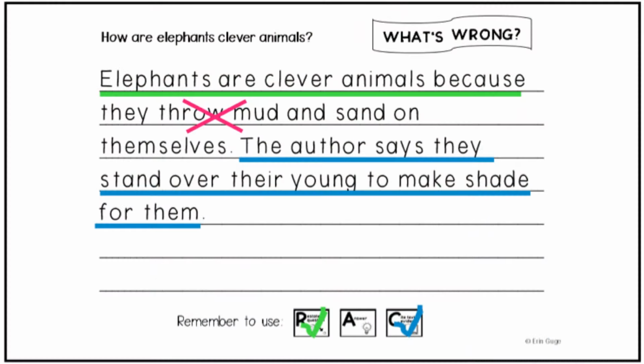Not exactly. The answer needs to be a big idea and not just a little detail from the text. So it's true that they do throw mud and sand on themselves, but that doesn't tell how or why that is even clever. So this detail should actually be part of the text evidence to tell about being clever and avoiding sunburn, along with that other detail from the text that it said about standing over their babies to shade them. So we put a green check to show it restated the question, a blue check to show the text evidence, but a pink X to show it really didn't answer the question correctly with a big idea.